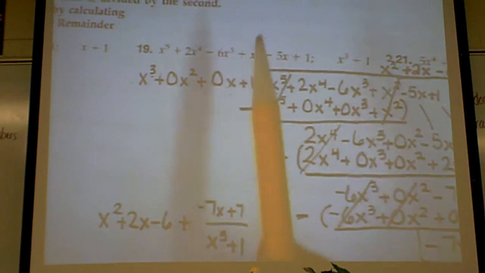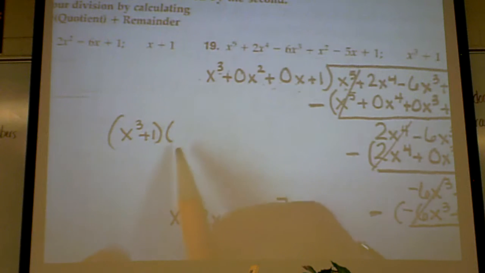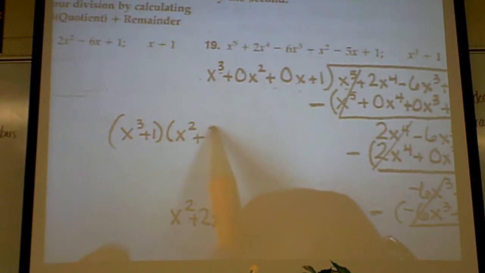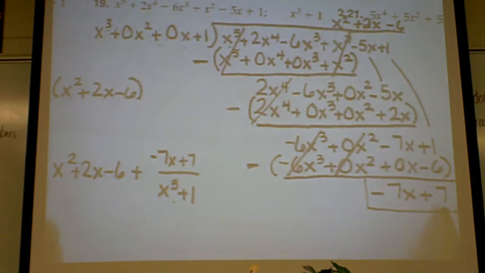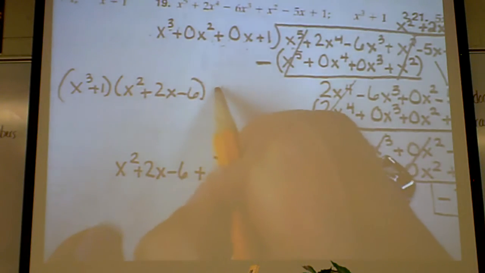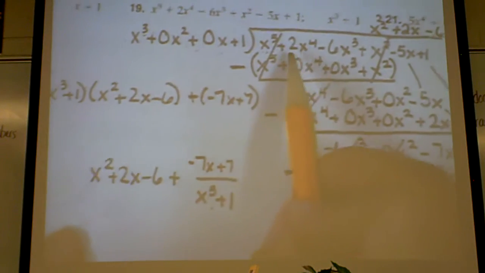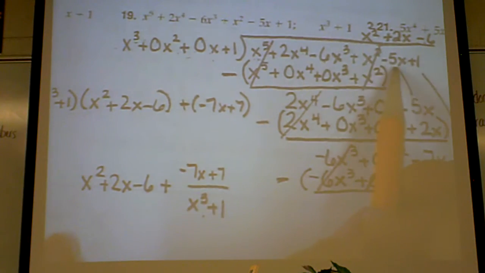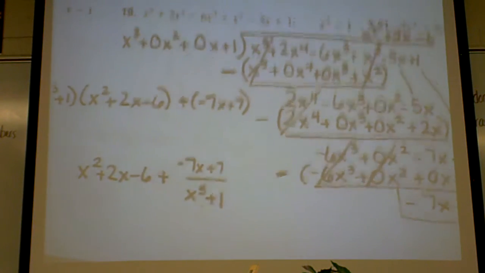So I bet you, if you took x squared plus 2x minus 6 and multiplied it by x cubed plus 1, which would mean you'd have to FOIL, and then you would add negative 7x plus 7 to this answer, I bet you're going to get x to the 5th plus 2x to the 4th minus 6x cubed plus x squared minus 5x plus 1. If you did it right. If you didn't do it right, guess what will happen? You will get it wrong. It will not add up to be that dividend. Okay? All right, go to the next.